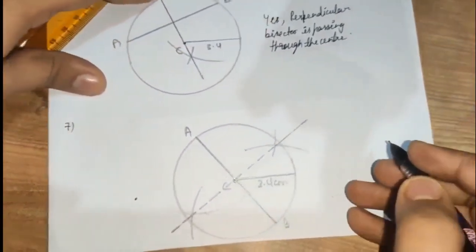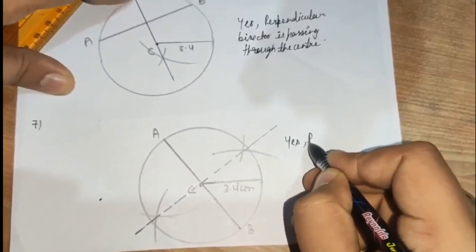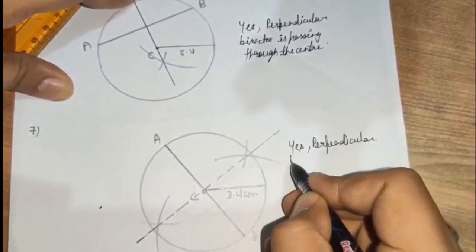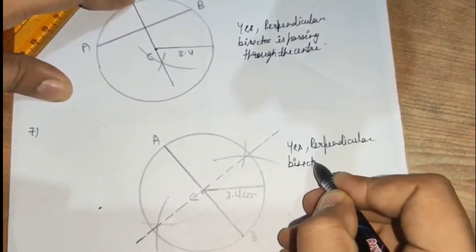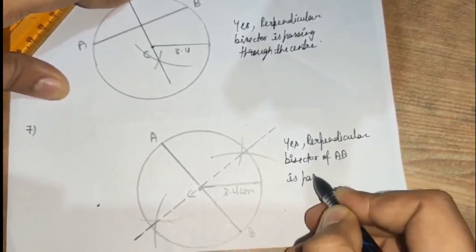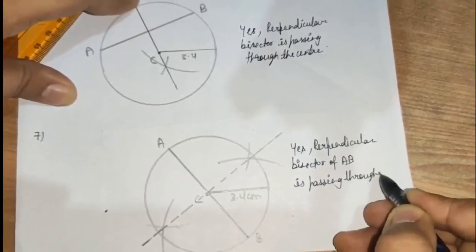So in the conclusion we will write, yes, the perpendicular bisector of AB is passing through the center.